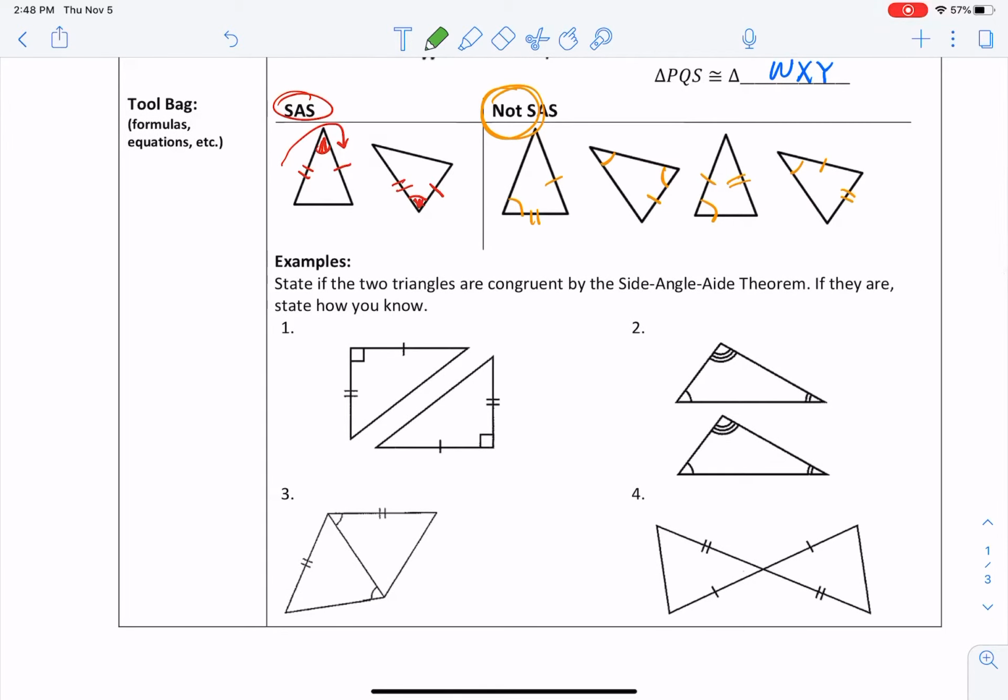So let's look at the first example. I have a side and an angle and a side. And I have a side and an angle and a side. And they match. This side and this side, and then this side and this side, with the included angle being in between. So these are congruent triangles by side angle side.